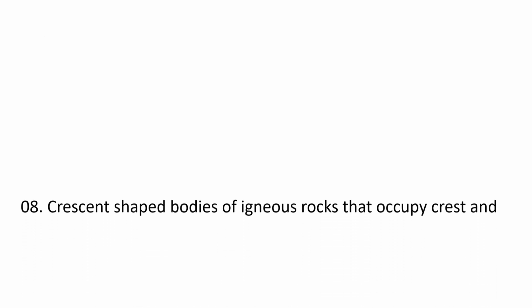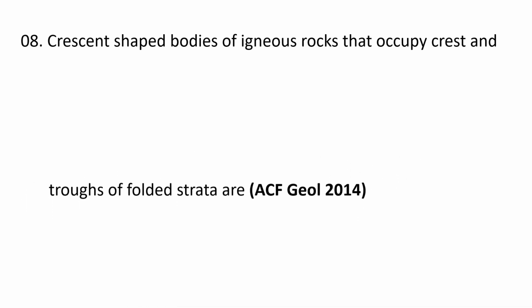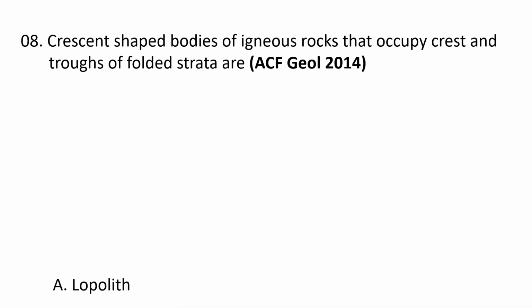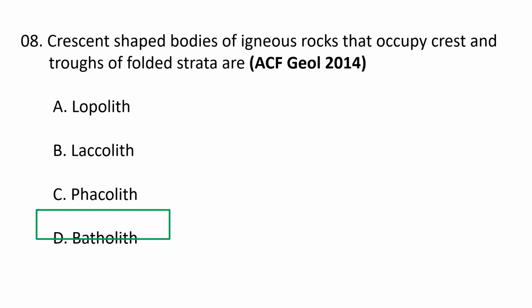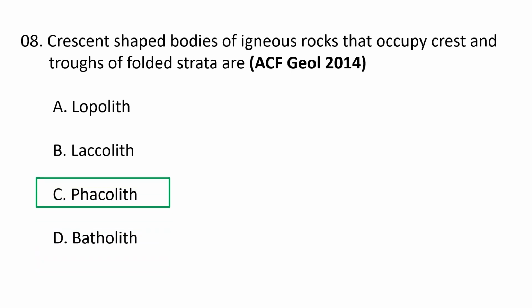Next question. Crescent-shaped bodies of igneous rocks that occupy the crests and troughs of a folded strata are A. Lopolith, B. Laccolith, C. Phacolith and D. Batholith. So the correct option is C. Phacoliths are crescent-shaped igneous intrusions and they occupy the crests and troughs of a folded strata. They are formed when igneous materials accumulate at the crests and troughs of folded strata due to a zone of minimum stress. So the correct option is C. Phacolith.